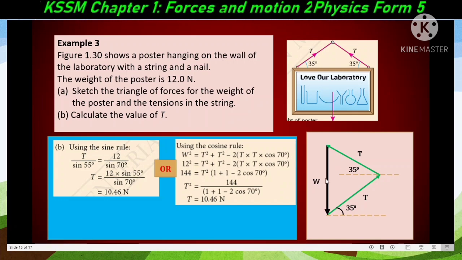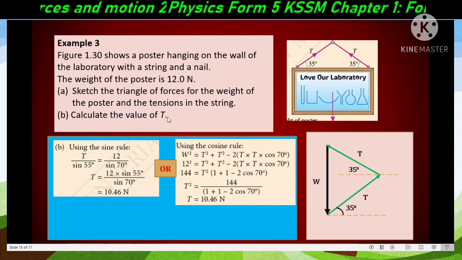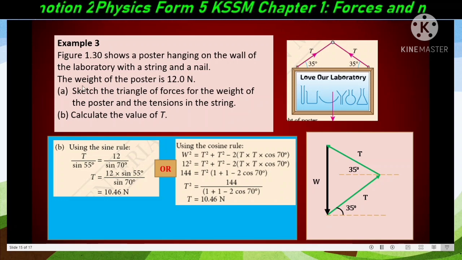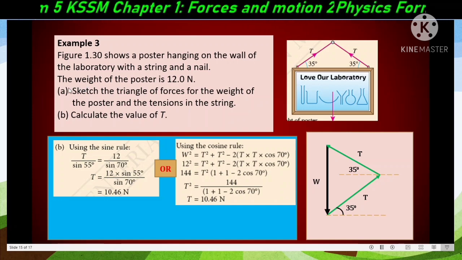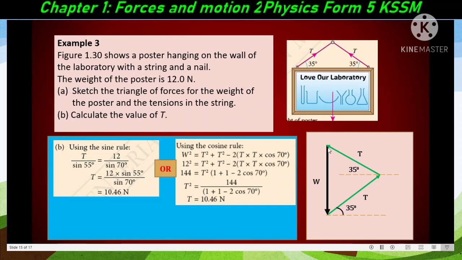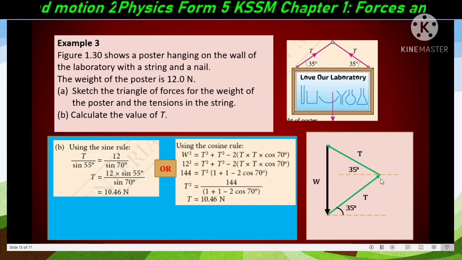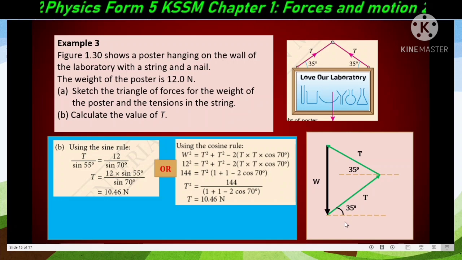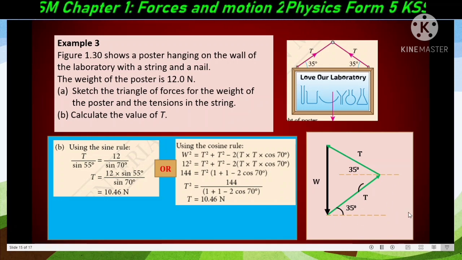So we draw the weight first, 12 Newton, the weight. This is not drawing, this is a sketch. If drawing, you must set a scale. This is a sketch, so you just sketch. Okay, W, then at the end of W, continue drawing T. T is 35 degrees from horizontal. And then draw T.